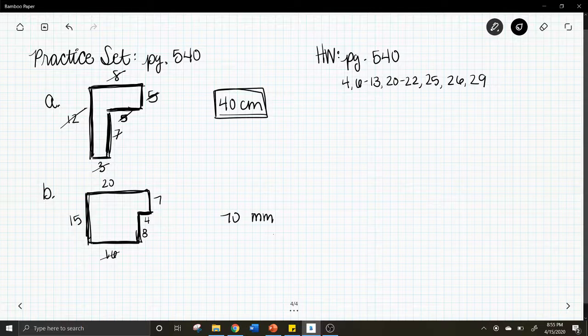So let's do that. 16 plus 15 is 31. 31 plus 20 is 51. 51 plus 7 is 58. 58 plus 4 is 62. And 62 plus 8 is 70. So to get those answers, it's imperative that you get these sides correct.